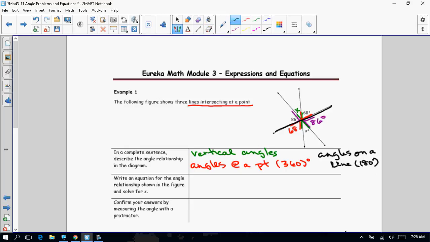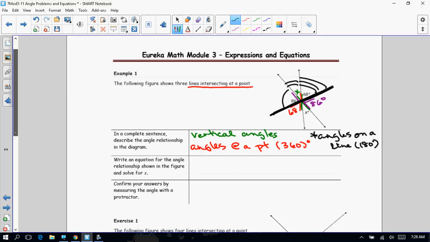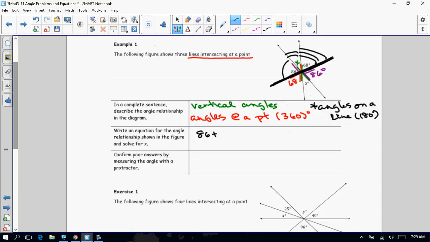So there's different ways we can solve this. Those of you who see angles at a point, you're going to take all of those angles, add them up, and equal it to 360. Those of you who see angles on a line, you're going to add up your 3 of them and make it be 180 degrees. I am going to do angles on a line. I see this line with these 3 angles. So I'm going to take 86 degrees plus X plus 68, and I'm going to equal it to 180. But if you saw the 360, you would include the other 86, the other X, and the other 68.